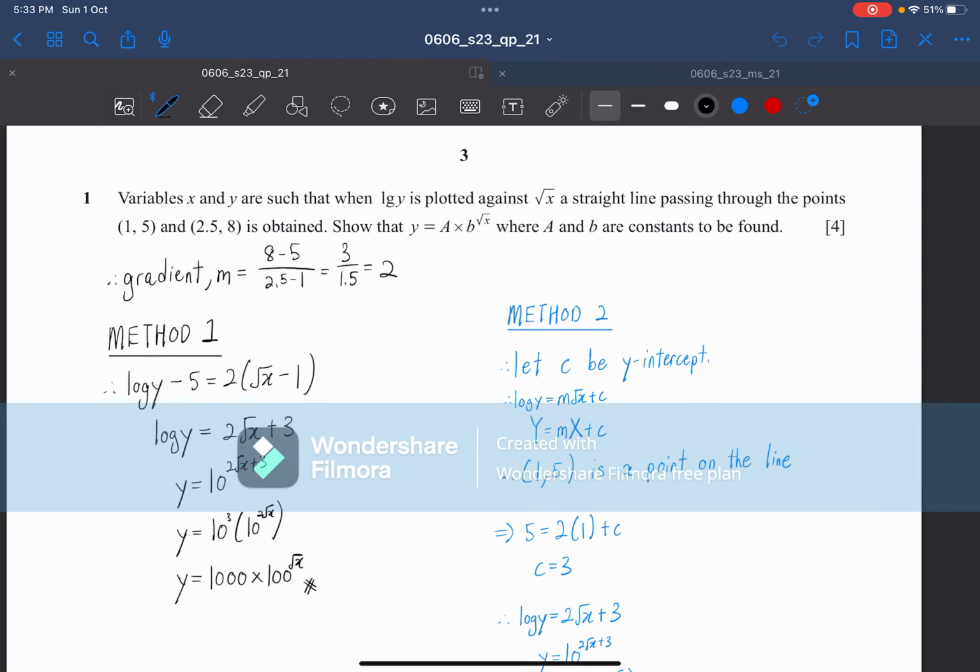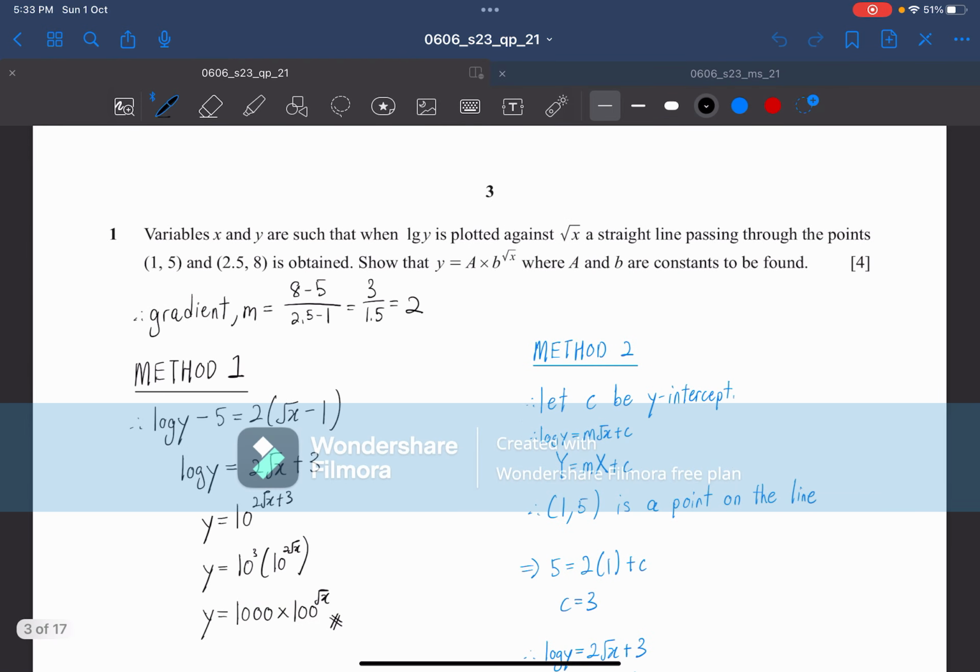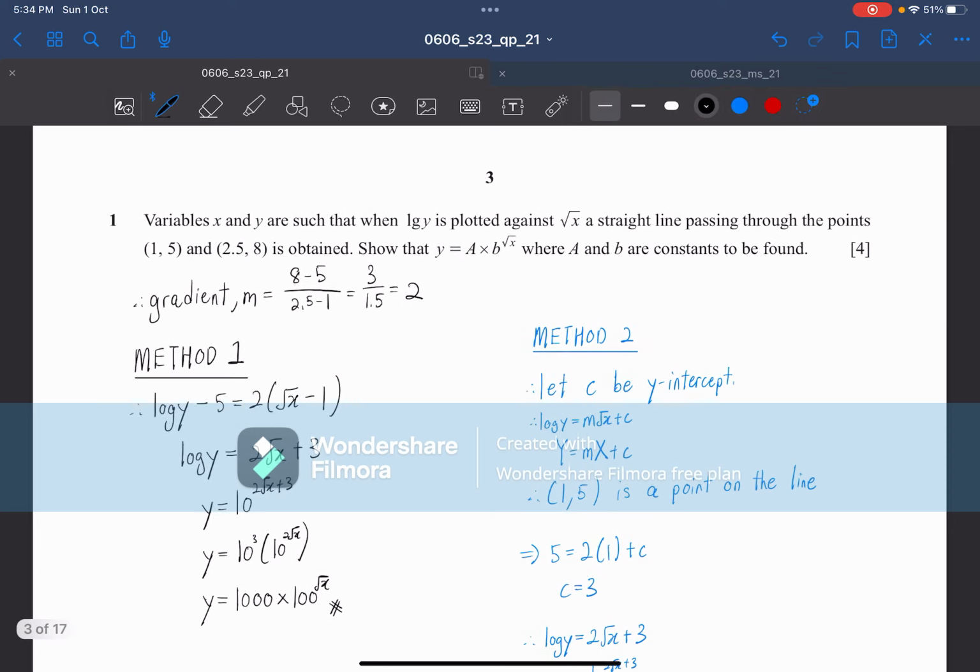Question 1. Variables x and y are such that when log y is plotted against root x, a straight line passes through the points (1, 5) and (2, 5.8). Show this where a and b are constants to be found.